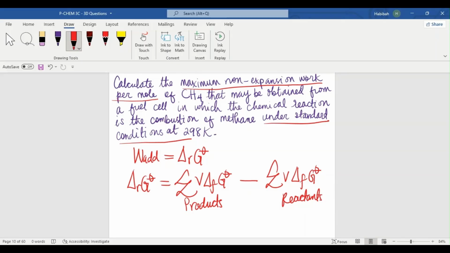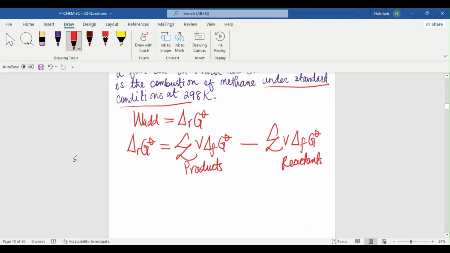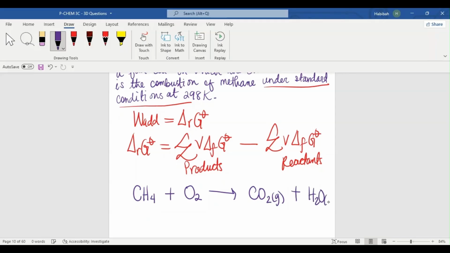We're also told to calculate the maximum non-expansion work per mole of CH4 that may be obtained from a fuel cell in which the chemical reaction is the combustion of methane. A combustion reaction is the reaction between whatever we're given, in this case CH4, and oxygen to form carbon dioxide gas and water, H2O liquid. CH4 is methane gas, and oxygen is also a gas. So we're going to balance this chemical equation.